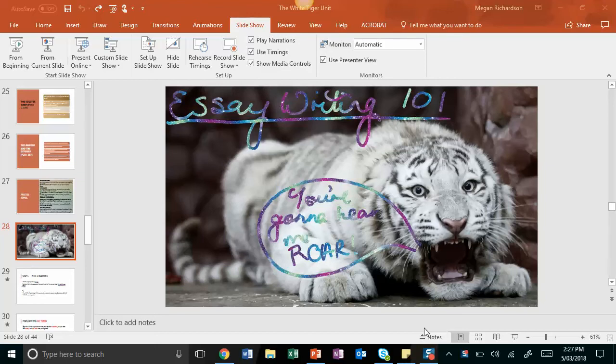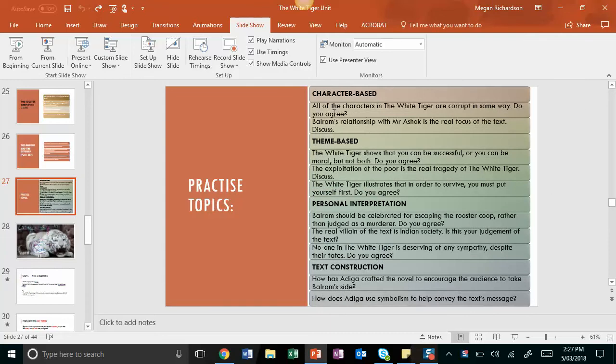Okay, so I'm going to talk you through how to write an essay. And so you'll be able to find this PowerPoint at the end of the White Tiger PowerPoint that we've been using in class. All you have to do is scan a couple more slides and you'll find it. If you have a look at the slide before this slide, there's also the practice topics. So there's a bunch of practice topics there.